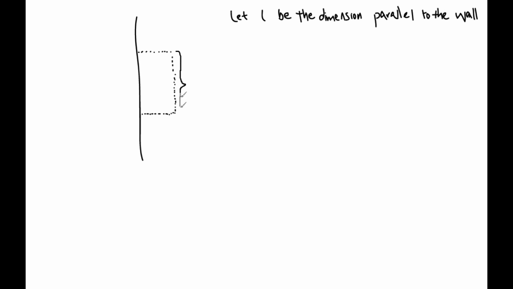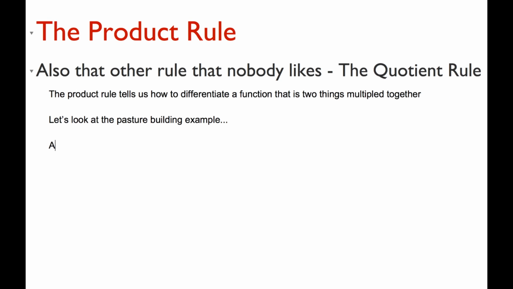Now let's set up our variables. We'll say that L is the dimension parallel to the wall, and W will be the other dimension. And of course, we care about the area, and we know that the area is simply L times W, the length times the width. And oh look, this is two things multiplied together.